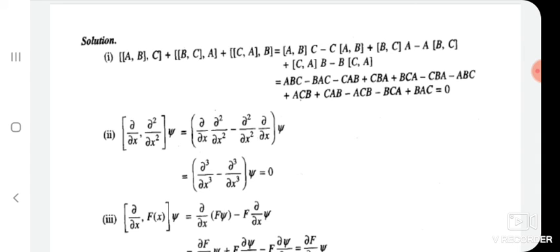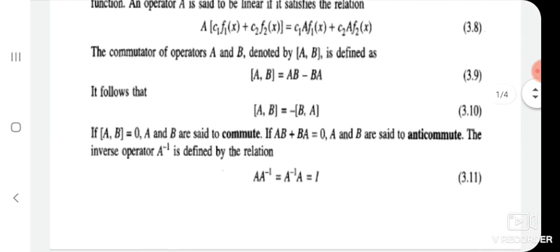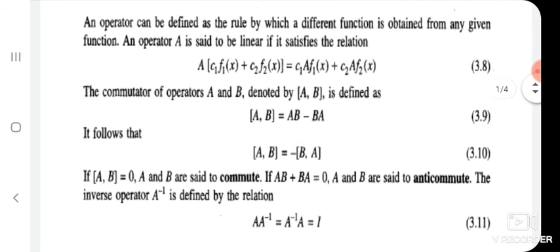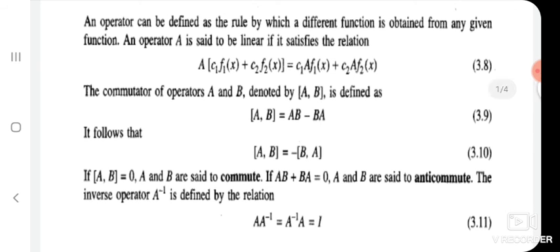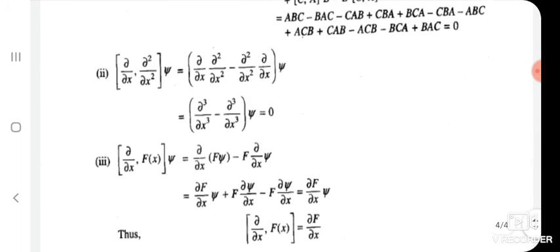It means what? If the square bracket of two operators is 0, it means they commute with each other. They are commutative, they commute with each other.